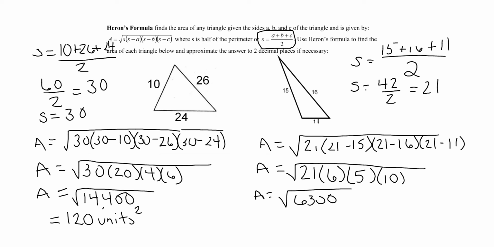Take the square root of that, and we get A equals, and we'll round it to 2 decimal places because it's not a perfect square. So we have 79.37. And again, it's area, so it will be units squared.